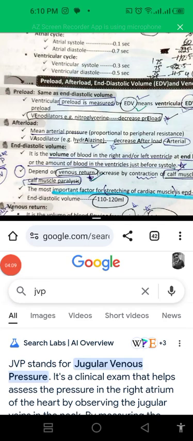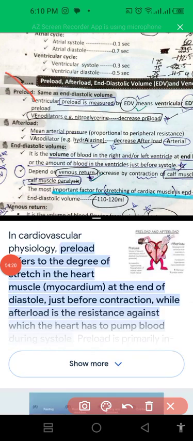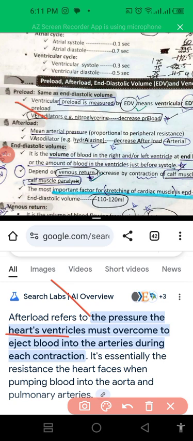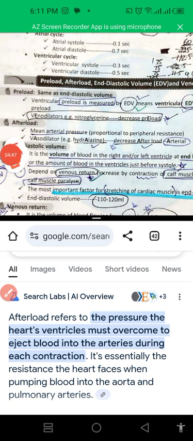Okay, so there is another very beautiful concept, preload. It is the load of the heart, or the blood which is received in the ventricles. That's known as preload. Preload is a parameter that refers to the degree of stretch of the myocardium at the end of diastole. It is decreased by nitroglycerin or any vasodilator. Afterload is the pressure the heart's ventricle must overcome to eject blood into the arteries during each contraction.